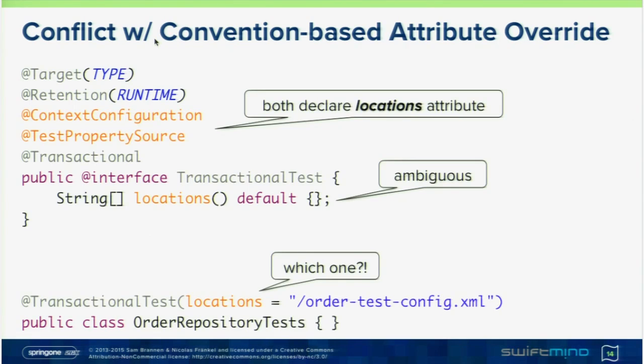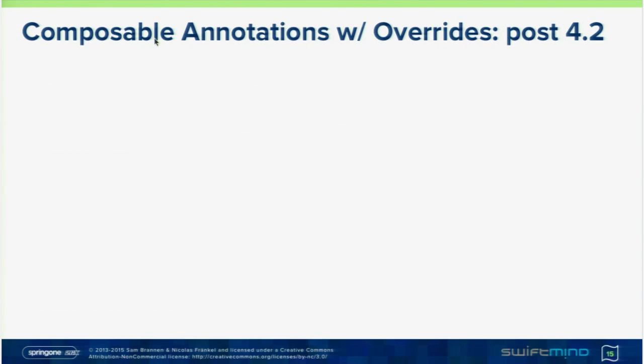What would happen actually at runtime is that it would work when Spring looks up the context configuration, and it would fail when Spring looks up the test property source, because it would try to open that XML file as a Java properties file, so that would fail. So that's what would have gone wrong prior to Spring 4.2.